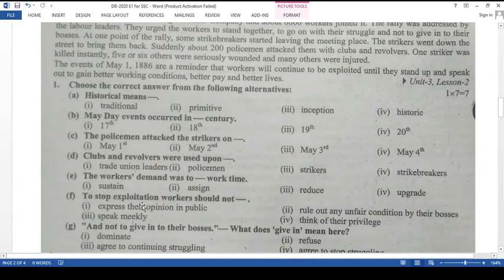To stop exploitation, workers should not... So if the workers want to get their right back, they had to enforce the authority. That means they should not speak so politely, rather they should raise their voice. So the answer will be what? Speak meekly. Meekly means very weakly, very loyally, but sometimes loyalty doesn't work. You have to be violent to get something.